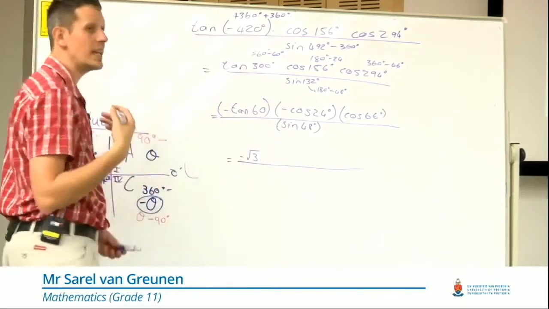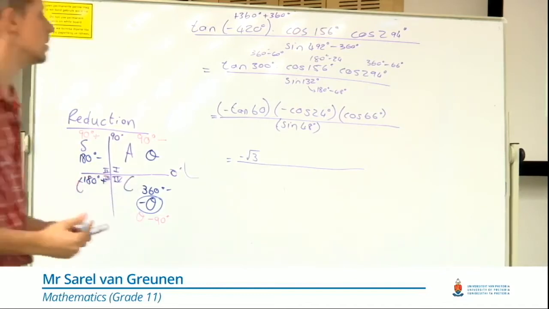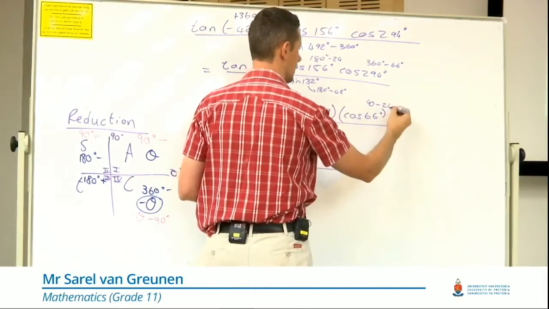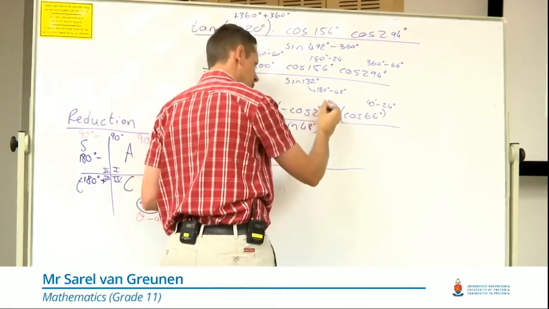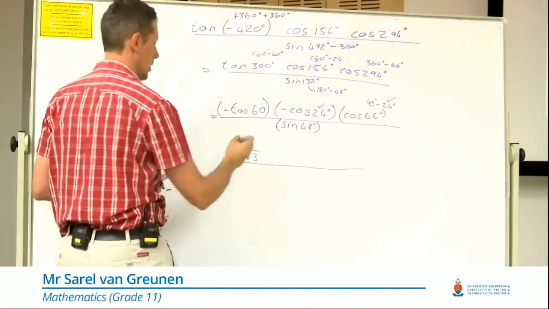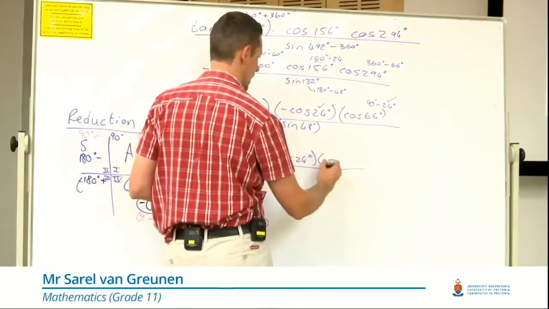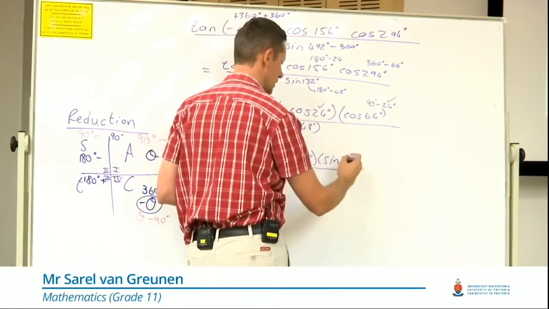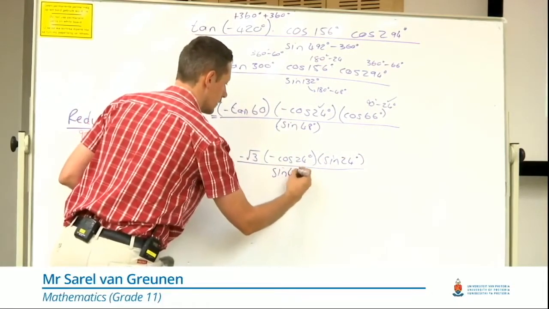Now, I'm going to try and get angles the same as far as possible. So I don't want to work with 66. So I'm going to work with 90 degrees minus 24, because that gives me cos and then there's a 24. So I'm going to go negative cos 24 degrees. And this one becomes sine, because I'm working with 90 in the first quadrant, 24 degrees, over sine 48.